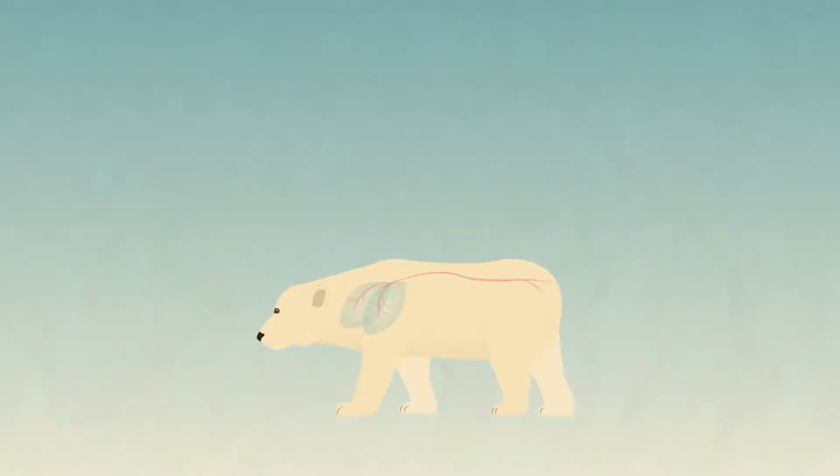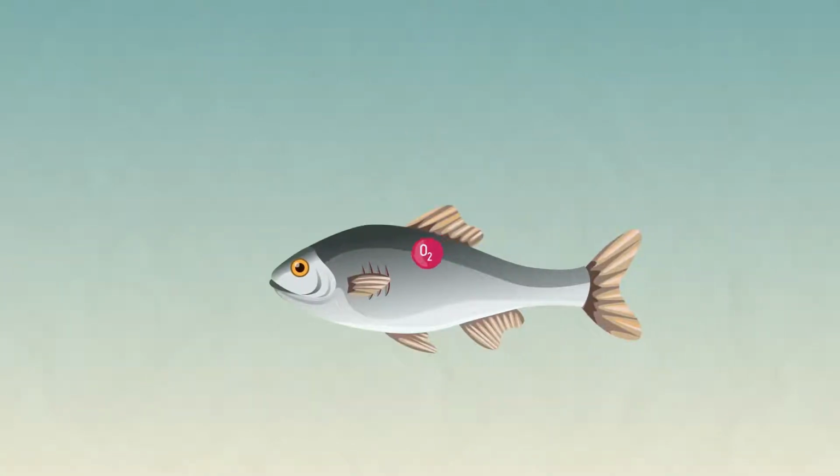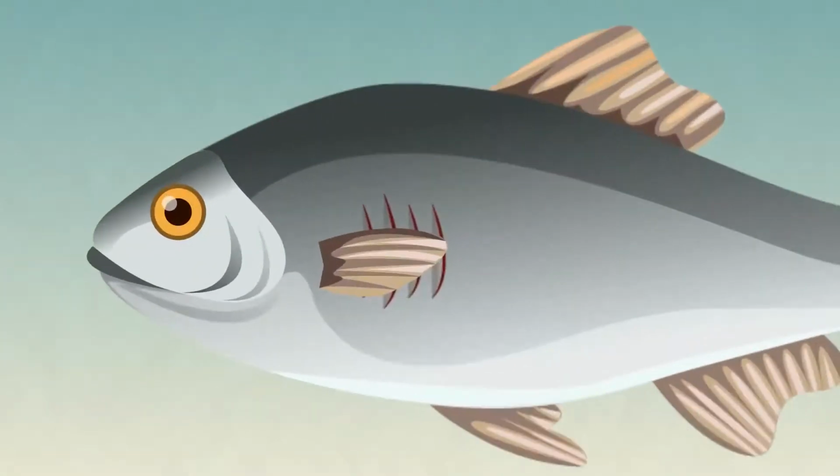Secondly, they all have a good blood supply. You want to get oxygen into the blood and carbon dioxide out as quickly as possible, so the blood travels very close to the exchange surface to once again maximize diffusion. You can see that they have a good blood supply as the gills on the fish are bright red.